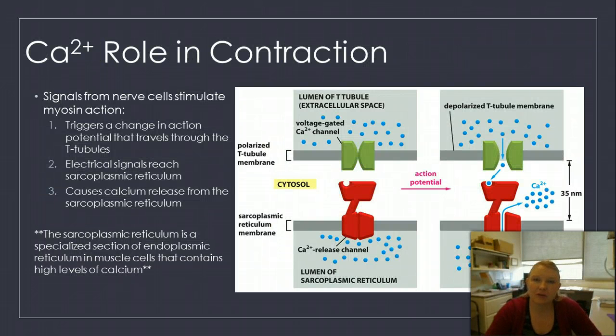So it's not quite that simple, because as we know in cells, everything starts with signaling. And so what starts this molecular interaction? Well, in this case, it's the role of calcium in contractions. What we have is a signal that will come from the nerve cells that stimulate this myosin action. And we know how the signal travels down the nerve cell from what we talked about before. It triggers an action potential change in special structures known as T-tubules. They're almost like veins that run through the muscle cells. And these electrical signals are going to reach the sarcoplasmic reticulum.